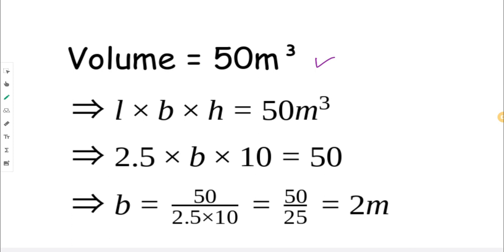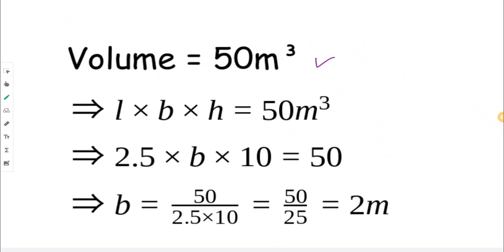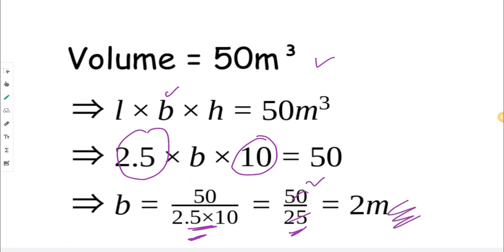Once we are done with that, the volume we got is 50 meter cube. So now put the formula again: length into breadth into height. They've given us the length and the height. We have to find this breadth. So once again, this 2.5 and 10 will go down to the denominator. When you multiply 2.5 into 10, we're simply going to get 25. I can divide 50 by 25, and then the breadth of the thing is 2 meter.